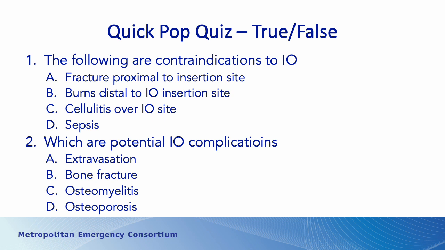Okay, questions and answers for the pop quiz. Again, all true, false. So which of the items under number 1 are contraindications to IO? So fracture proximal to the insertion site. That's true. If you have a broken bone, you should not be using it for intraosseous placement.